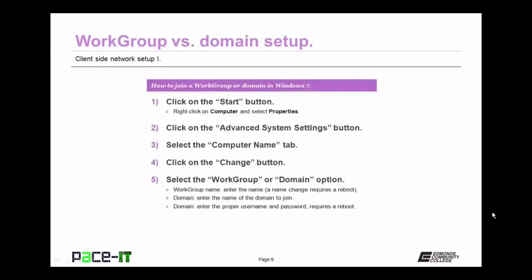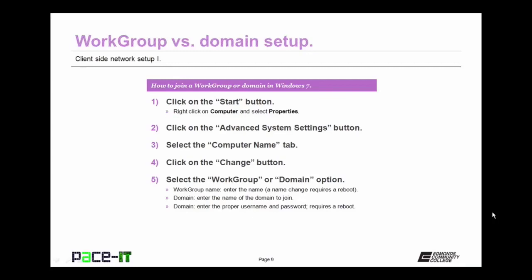Now let's discuss how you join a workgroup or a domain. The steps that are required are very similar with just a few changes. You begin by clicking the Start button, and then right-click on Computer and select Properties. Once you're on the Properties page, select the Advanced Systems setting, then click on the Computer Name button, then click Change. From here, you can join a workgroup or a domain.